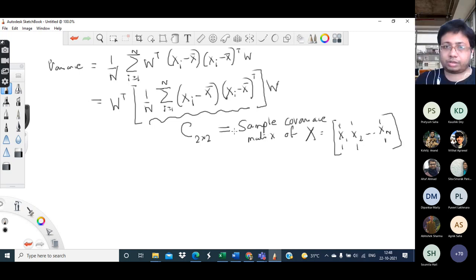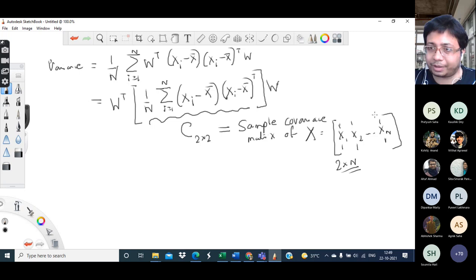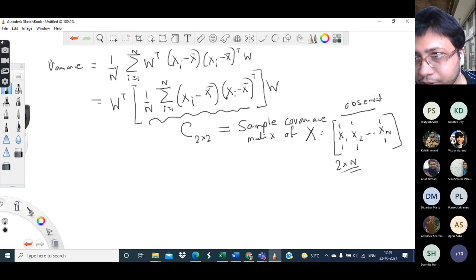Okay. So C is 2 cross 2. As you can understand, this X is actually a 2 cross n matrix. Its two rows are basically the two features which we are considering, x1 and x2, and the columns are the n observations. So the columns are the observations, and the rows are the features or attributes.